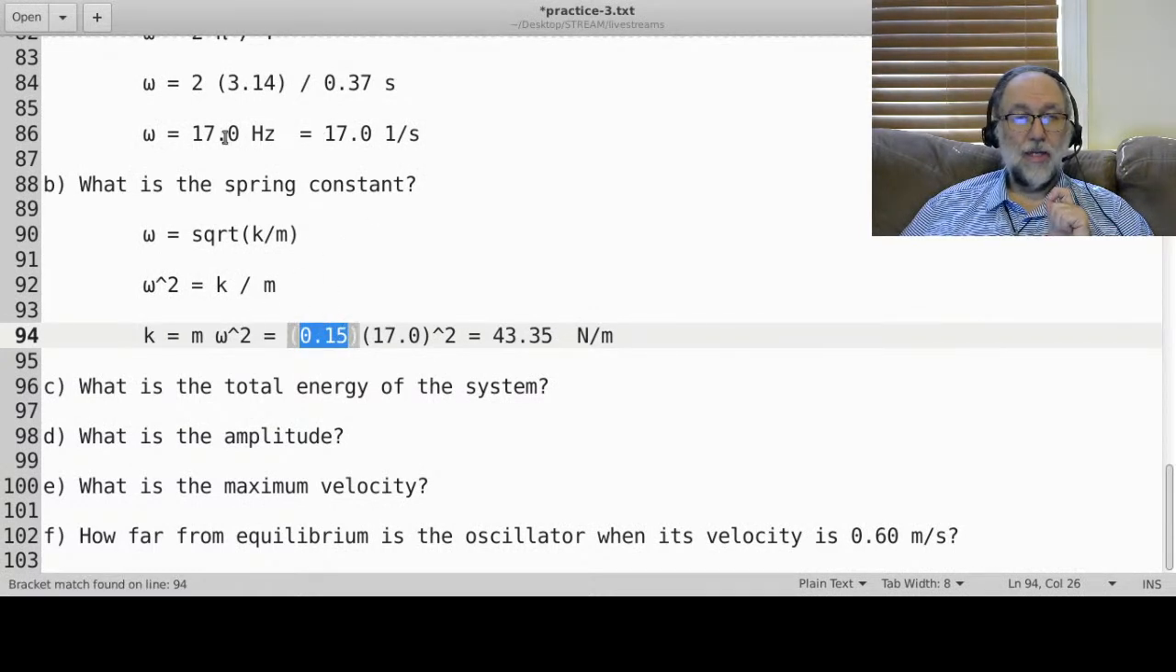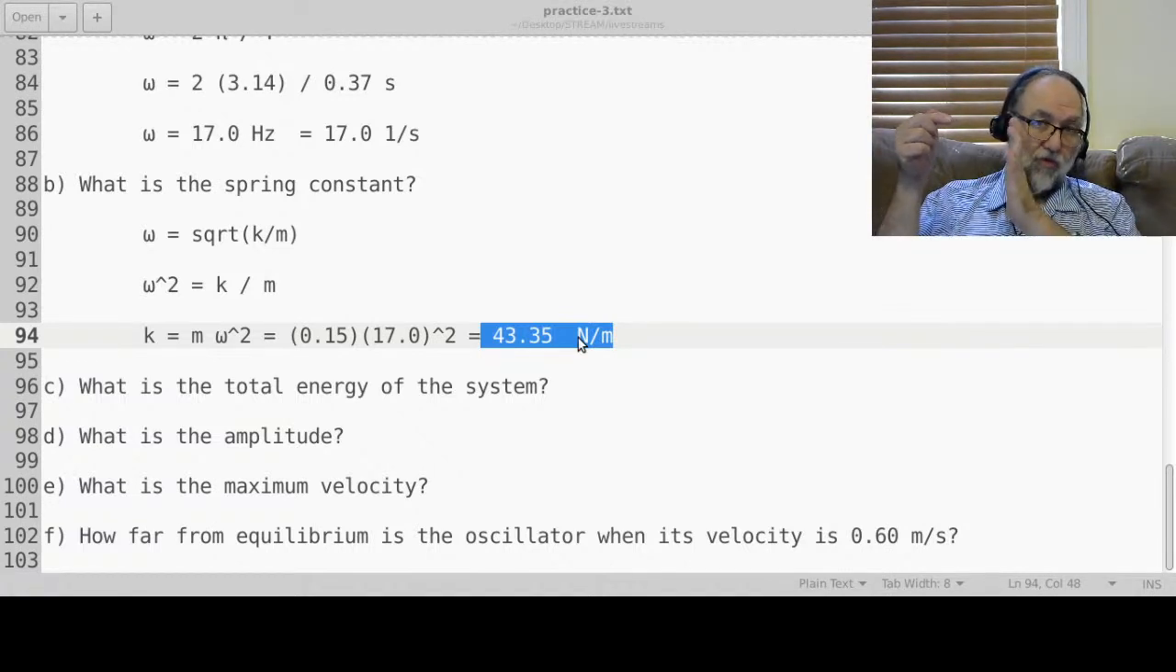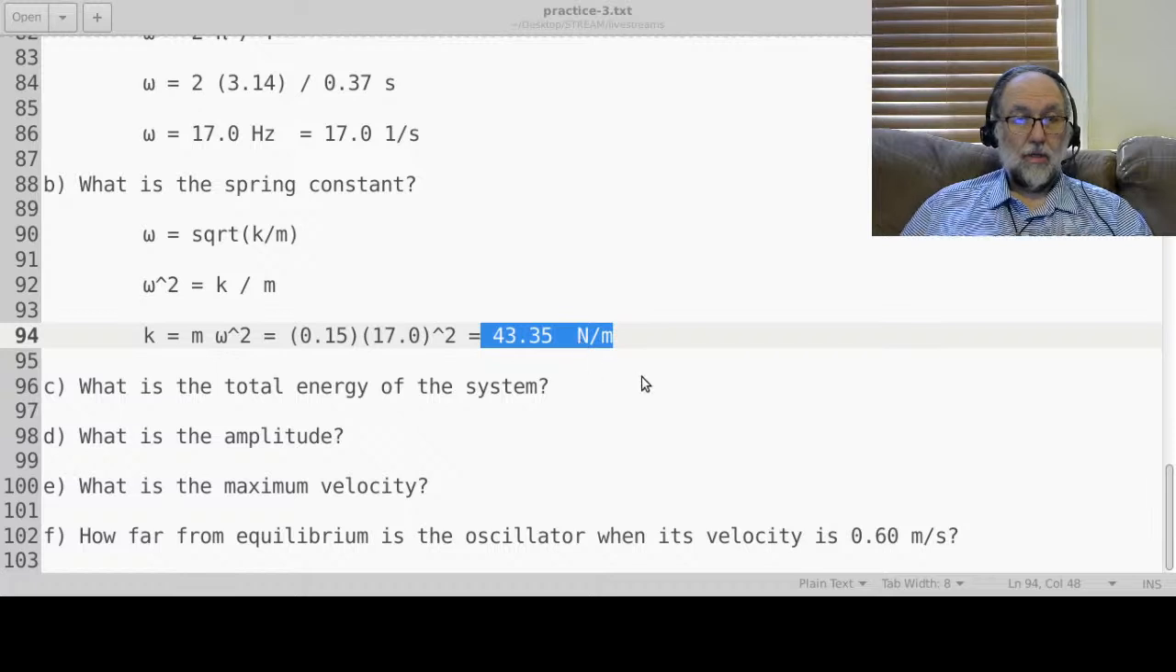And omega, we just calculated that. It was 17.0, like that. So 17.0 squared. And that turns out to be 43. And the MKS units for the spring constant are newtons per meter. Okay, it's basically how much force do you need to compress this thing by some unit distance. Okay, and if you think about that, that is kind of like what you mean by a rigidity. It's like, if I push so hard, how much does it deform? If I push harder, how much more does it move? That's how much force it takes to compress it 1 meter. Okay, anyhow, so k is equal to 43.35 newtons per meter.